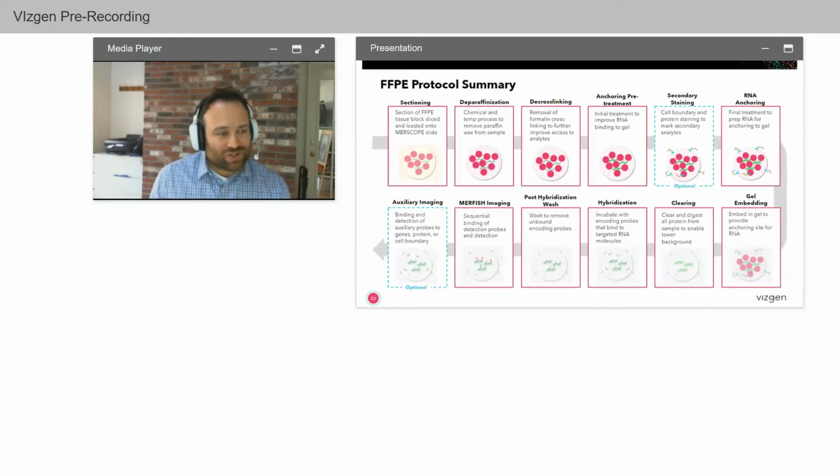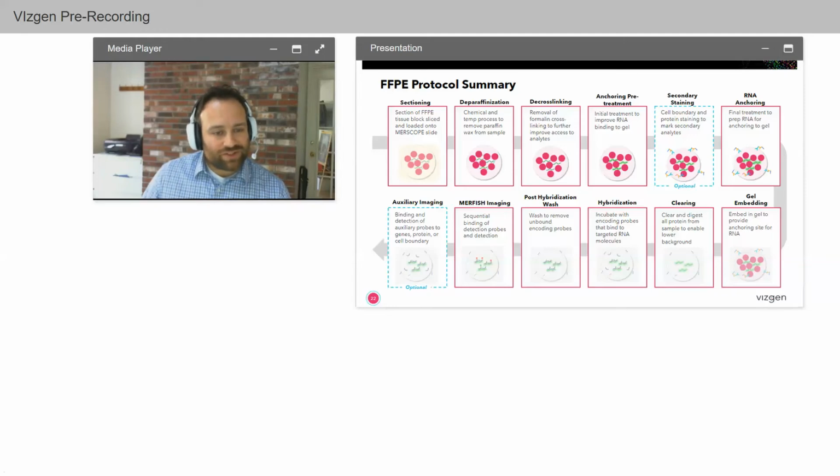So now the second major component of our FFPE sample prep solution is our FFPE protocol. Here we had to change things up because we know FFPE samples have that wax, and they cross-link the tissue. So we needed to develop a new protocol in order to open the tissue up and expose those analytes for downstream MERFISH imaging. So moving through this protocol, the first piece is sectioning. We're going to section a slice off of an FFPE block. We would then mount that on our MERSCOPE slide.